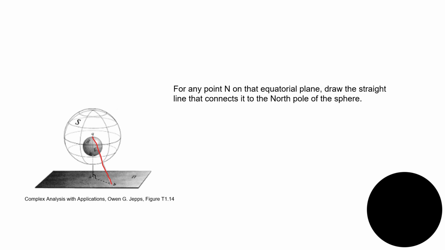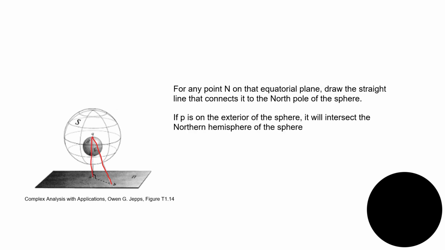So let's imagine a sphere and the plane that contains its equator. We can model all the points corresponding to moving away from the origin without bound as converging to the top of the sphere. Therefore, for any point P on the equatorial plane, we draw the straight line that connects us to the north pole of the sphere. That straight line is going to intersect the sphere at some point.